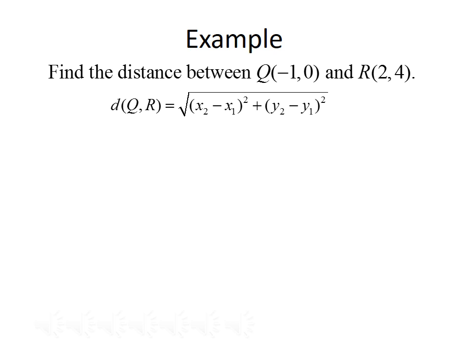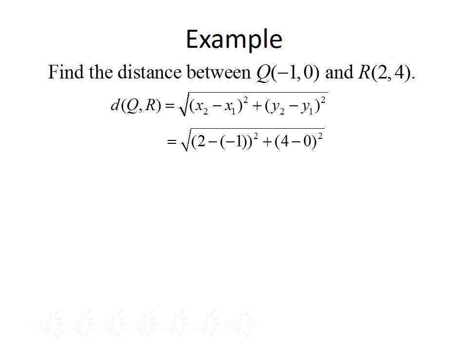So again, we start with our distance formula. The distance between Q and R will equal the square root of x2 minus x1 quantity squared plus y2 minus y1 quantity squared. Again, it doesn't matter which point we use for our 2's and which one we use for our 1's, as long as we keep it the same throughout the entire problem. So let's let R be this point where we use subscript 2's.